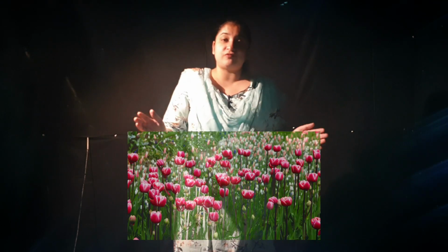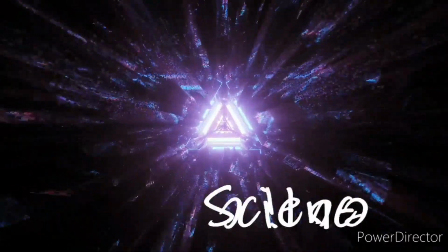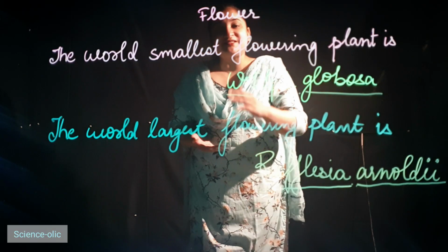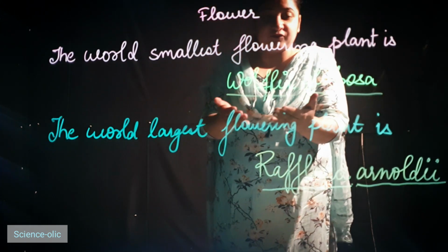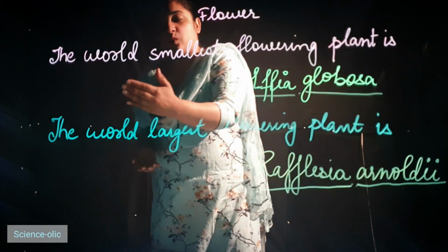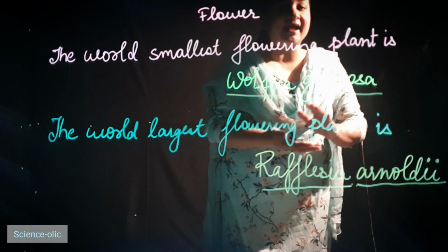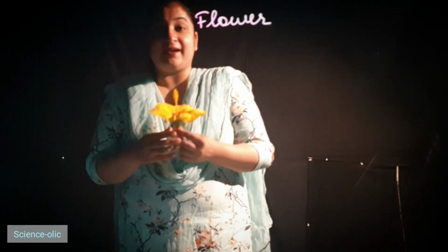Image on your video. This image is of a garden. A garden consists of a lot of flowers and trees inside it, and today's topic is flowers. The world's smallest flowering plant is Wolffia globulosa, and the world's largest flowering plant is Rafflesia arnoldii and its various species.